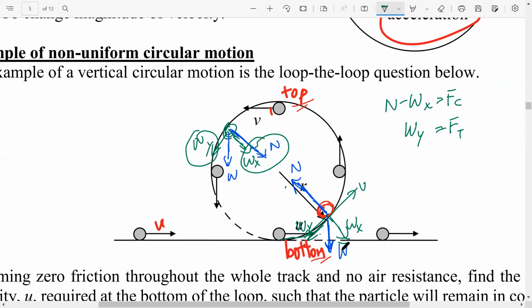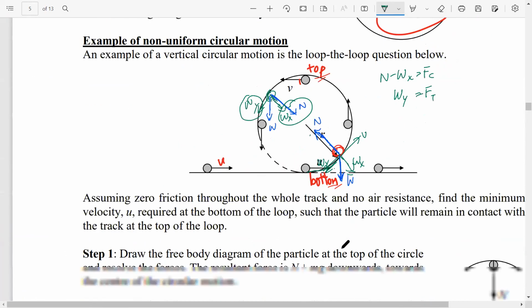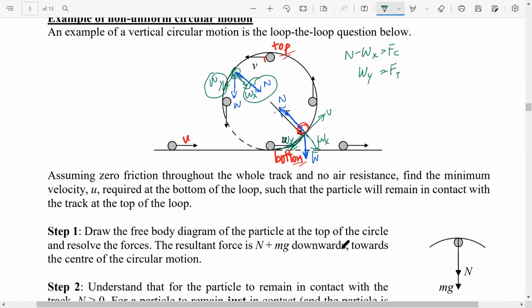Now, the second thing is, you can look at the example question. Find the minimum velocity required such that the particle will remain in contact with the track at the top of the loop. In other words, you give an initial velocity and let it go by itself. What is the minimum velocity so that it will go along the whole track and come up? Here I'm going to show you something.